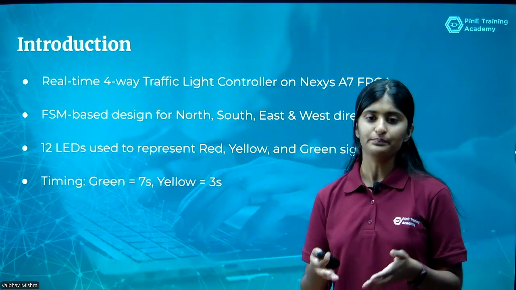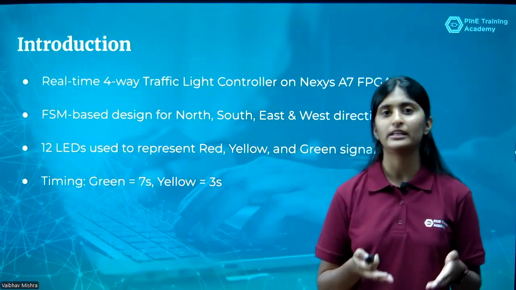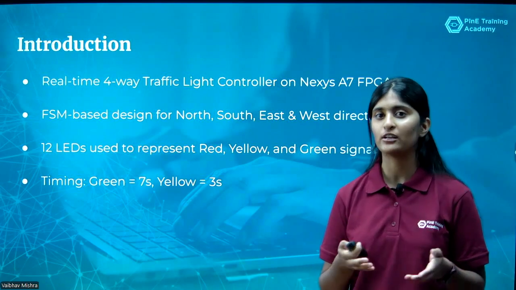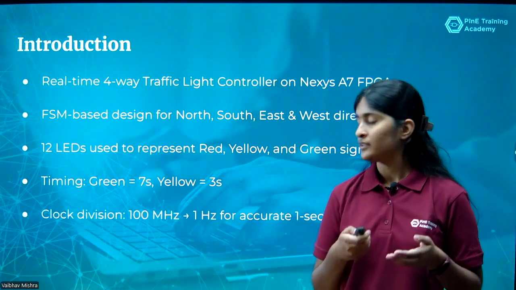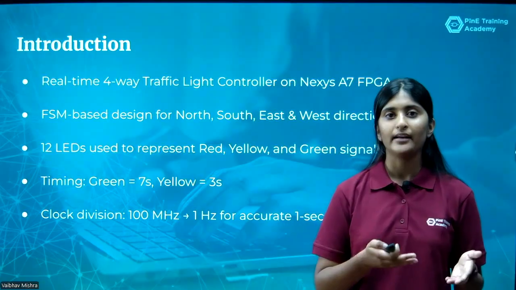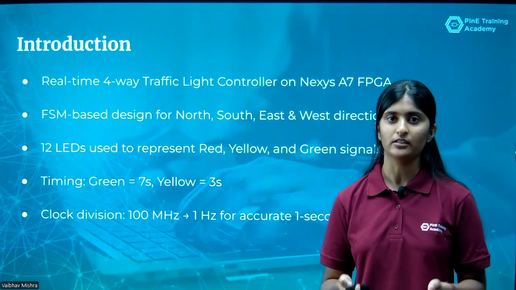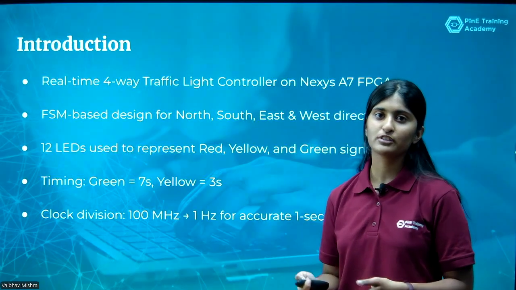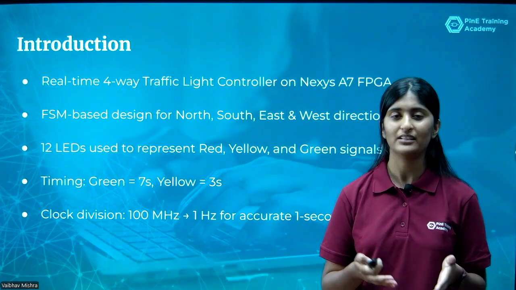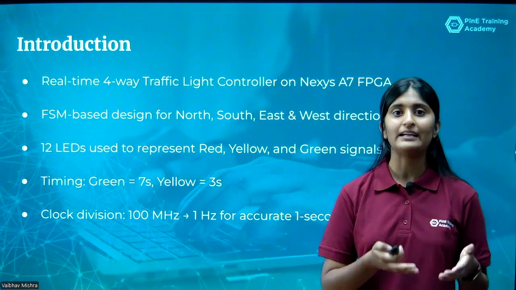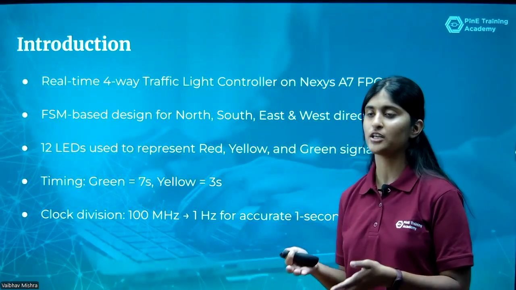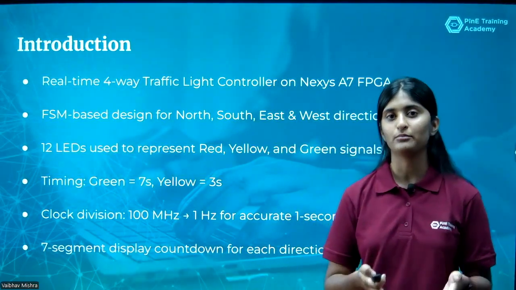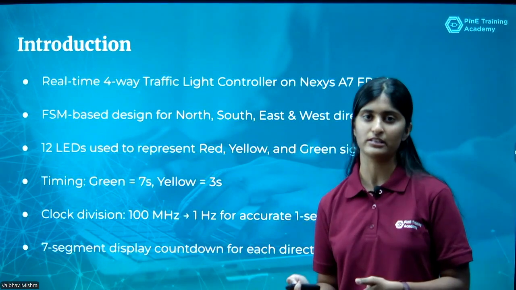Then the FSM, the finite state machine, is dependent on the timing of green and yellow signals. So the green is on for 7 seconds and yellow is on for 3 seconds. Then the clock division. Our FPGA board has a crystal oscillator that generates a continuous clock of 100 megahertz. But for the implementation of this project, we need a clock that generates a 1 second pulse. So we have divided the 100 megahertz clock to 1 hertz clock. Then the live countdown of the timer has been shown on 7 segment displays of FPGA board.